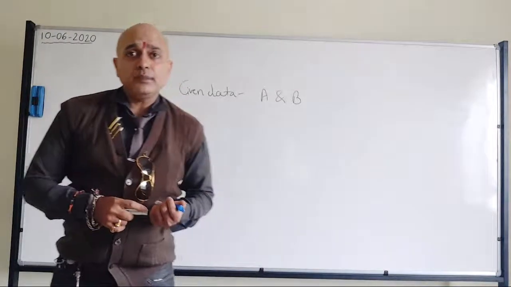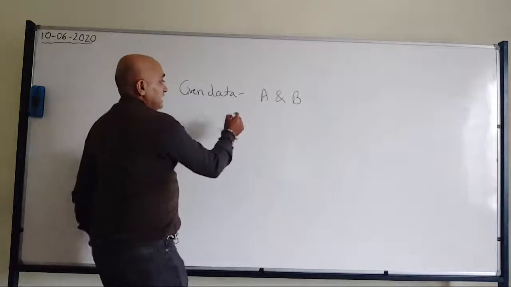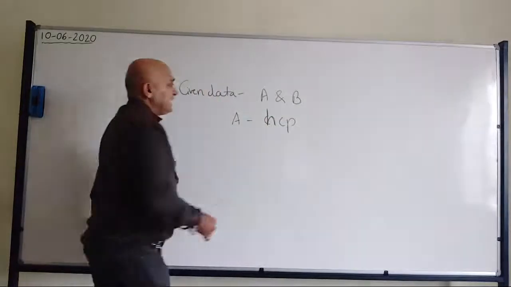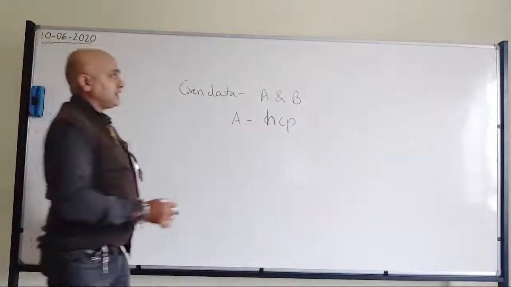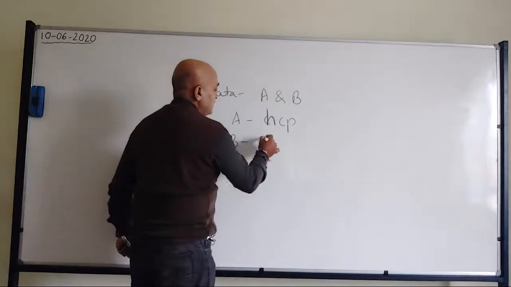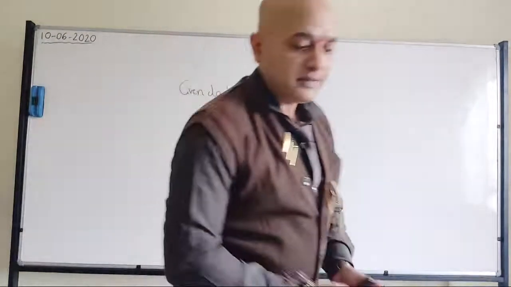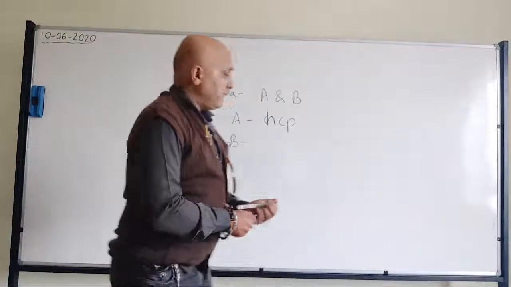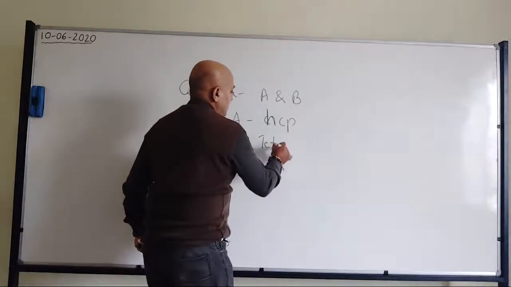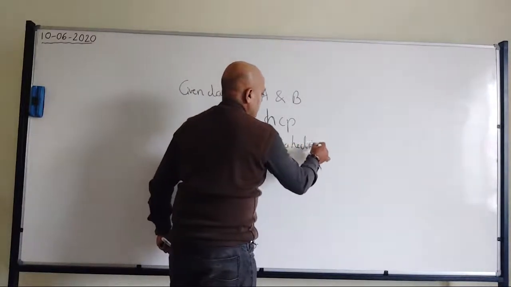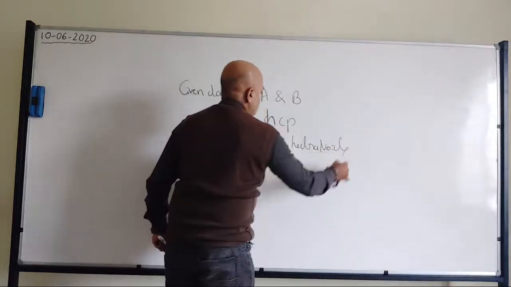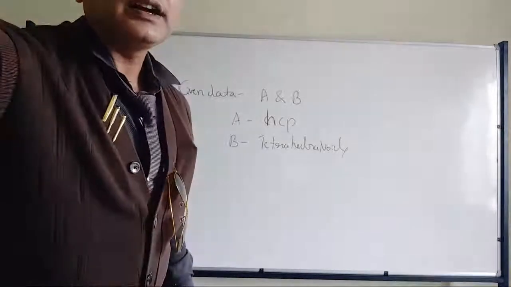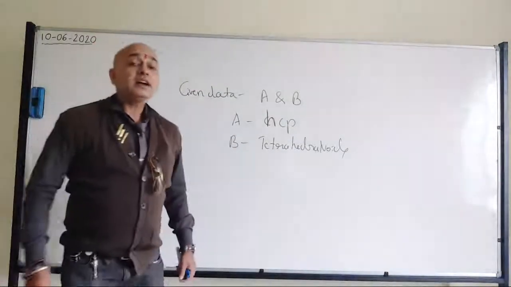It can be an ionic compound, no doubt. Okay? Where A will be forming HCP, hexagonal close packing, and B will occupy the, which one I told, octahedral or tetrahedral? It will occupy the tetrahedral voids. Okay. Now they are asking what is the formula for the given compound.